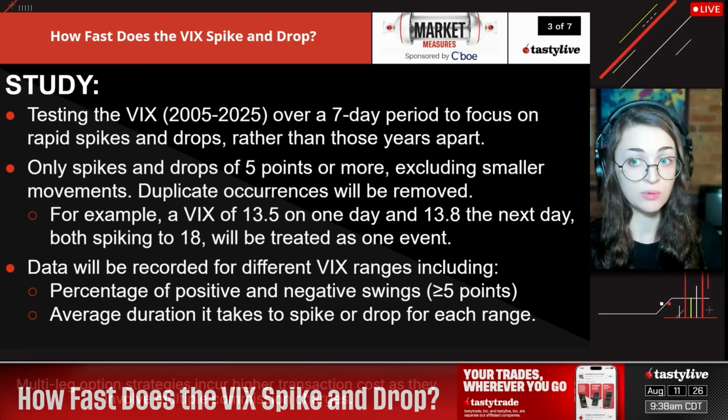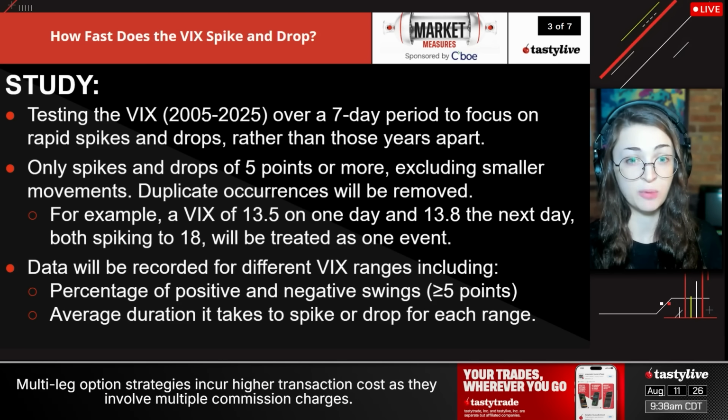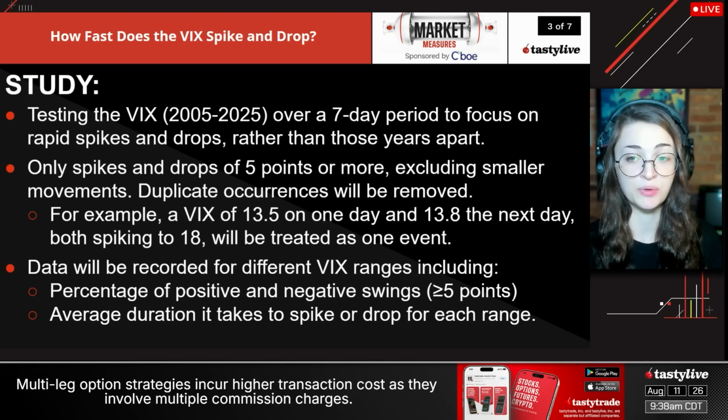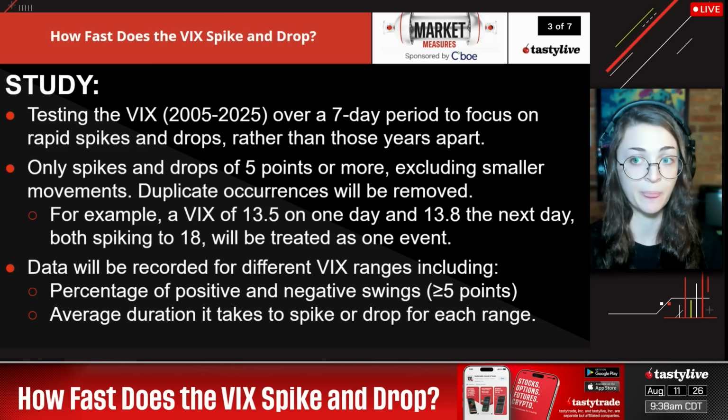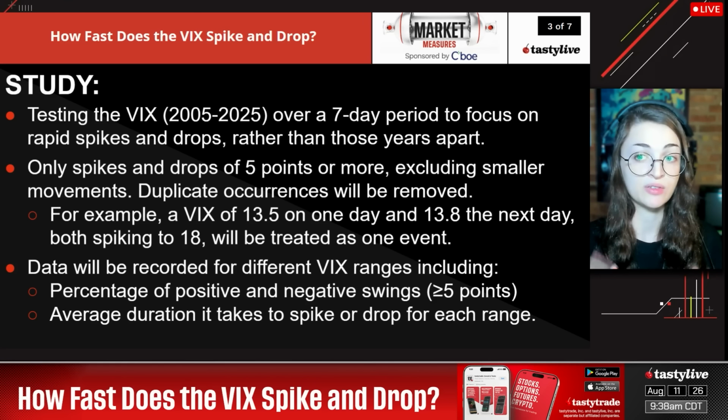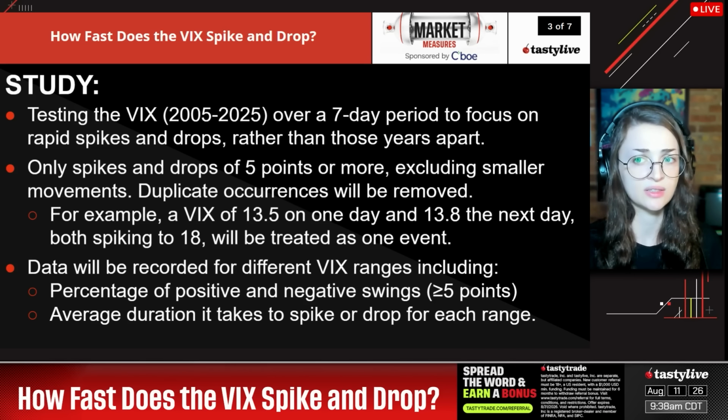And critically, we're going to be excluding events that are part of the same event. For example, if the VIX is at 13.5 on one day and 13.8 on the next day, and both spike to 18 as their peak over that 7 to 8 day period, then we're going to be treating that as one event. So we're not going to be repeating occurrences. We're going to be looking at them independently of one another. And then we're going to be looking at the swings that happen around those 5-point moves and some very interesting statistics that Sahil put together. Make sense?